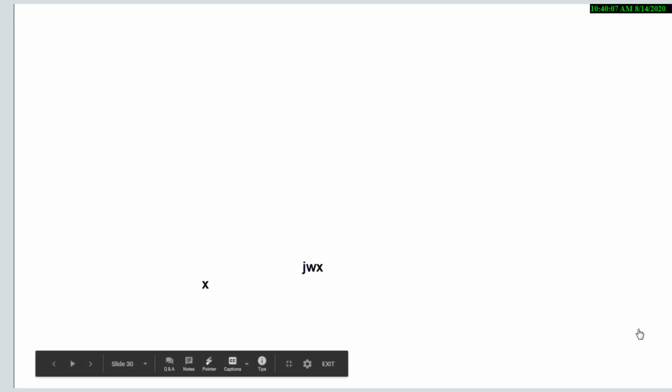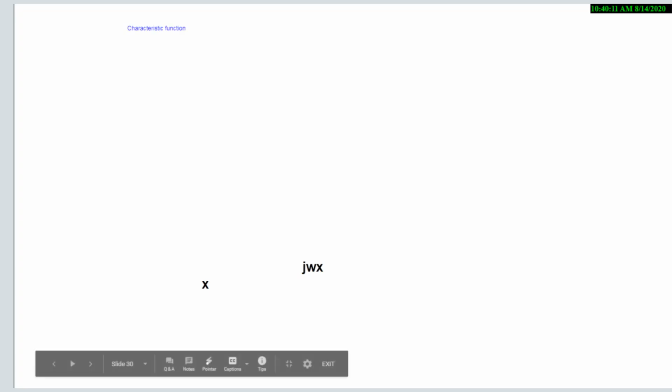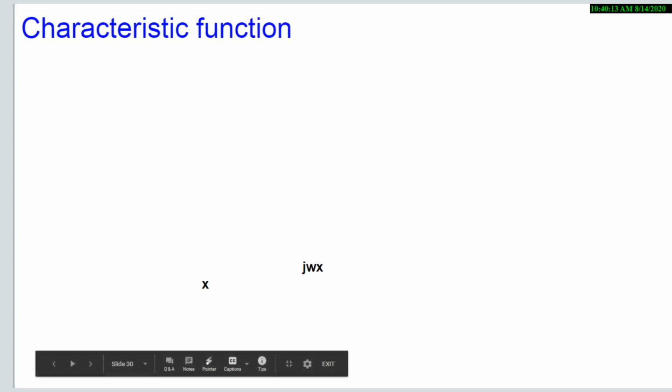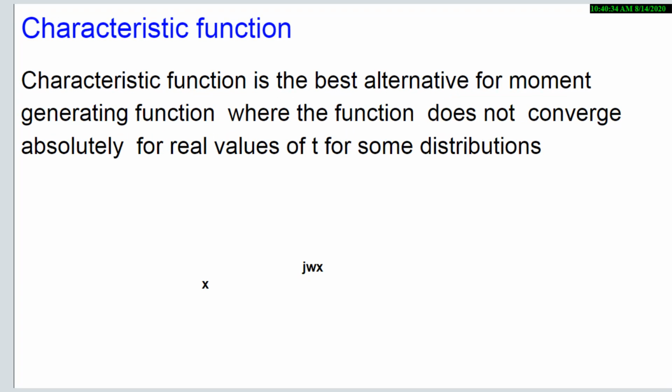Now coming to the next topic, characteristics function. In this characteristics function, till now we have studied about moments. In the moments again we have studied in detail with respect to the origin as well as with respect to the mean. Now over here characteristics function is basically used for finding the moment generating function wherein the function cannot converge.